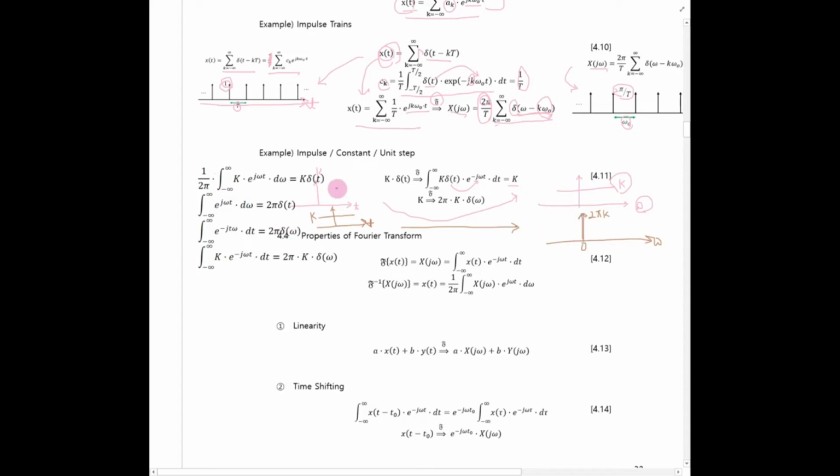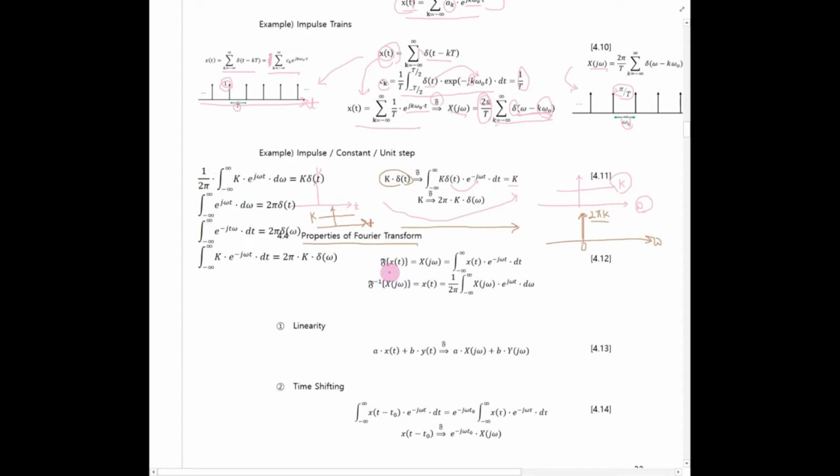So here shows that if the time domain is an impulse like that, then the frequency domain is constant over frequency. But if it's constant over time, then it's an impulse at omega equals 0, with a scaling factor of 2 pi times k. We proved that one. Next, we will talk about the properties of Fourier transforms.